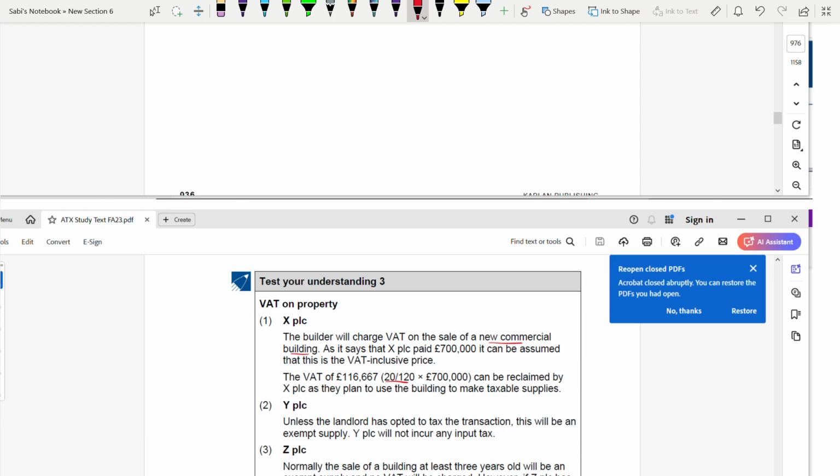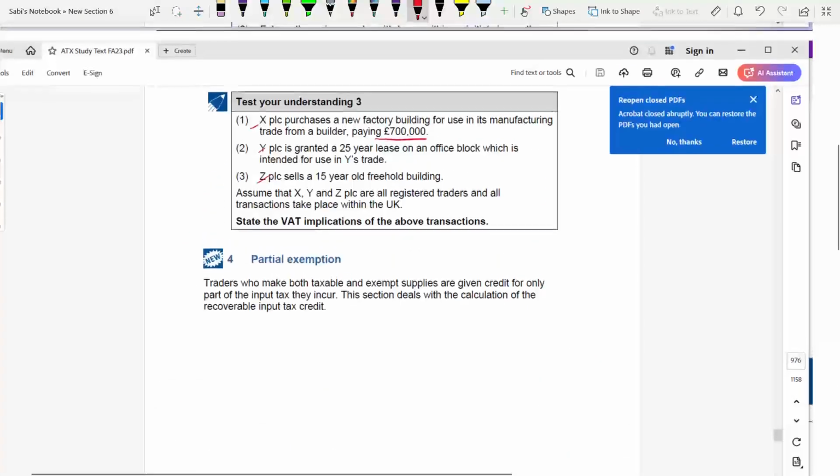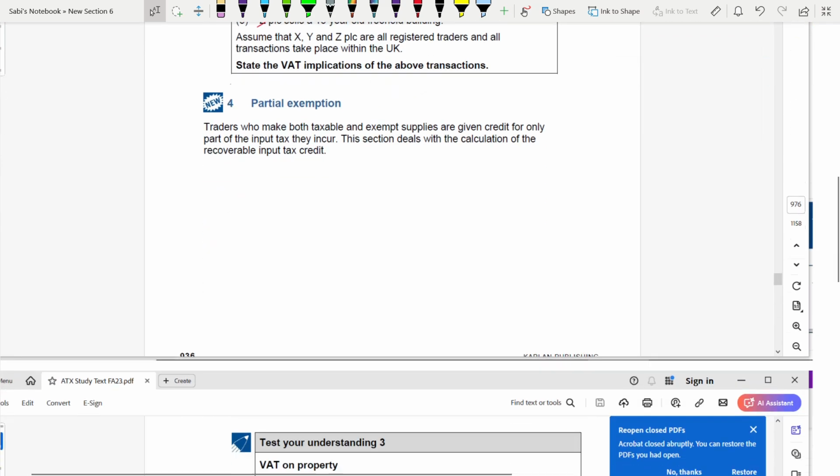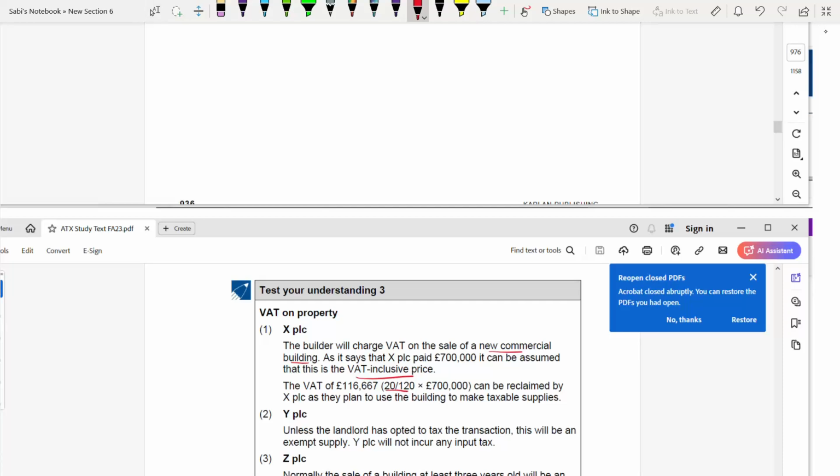And it is assumed it's VAT inclusive price. Otherwise, they would write VAT exclusive. You should always assume it's VAT inclusive, because we always pay with the VAT. So this 700 includes VAT in it. So take the VAT out of the 700. This is the VAT. This you can reclaim because you're standard rated. You can reclaim this.